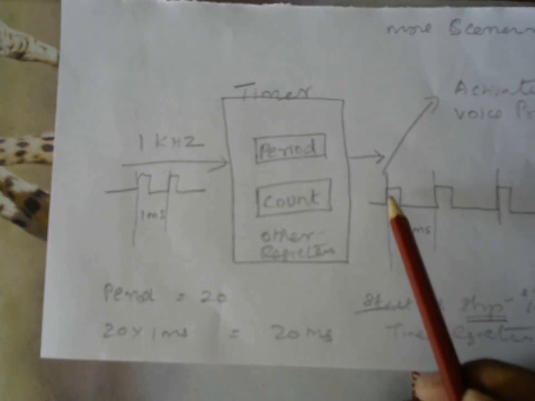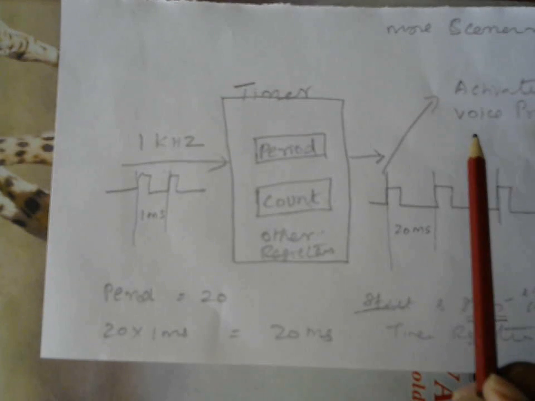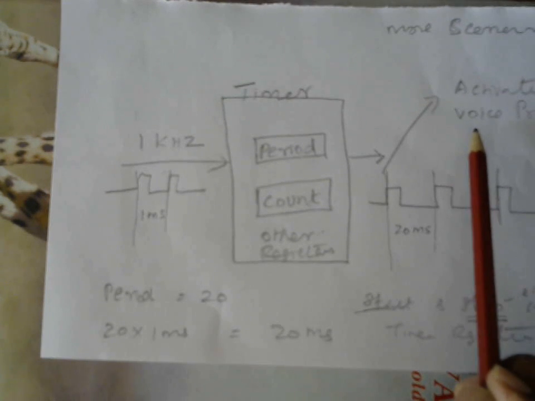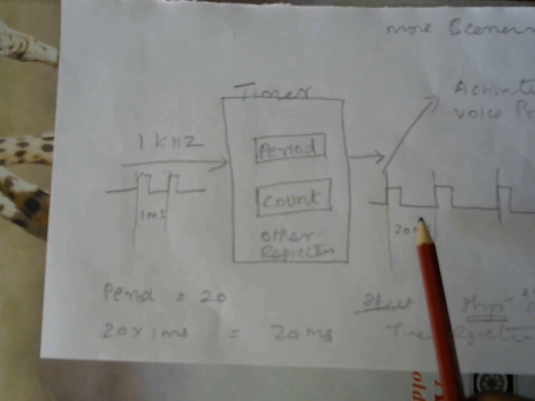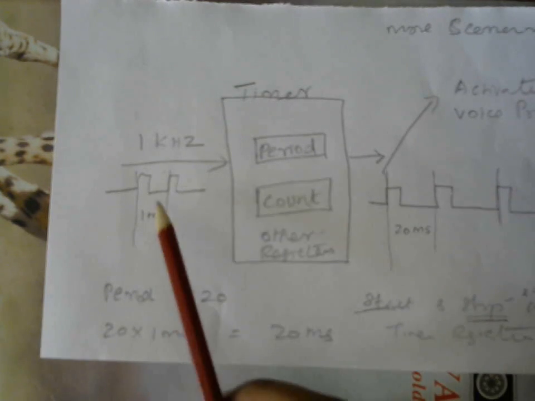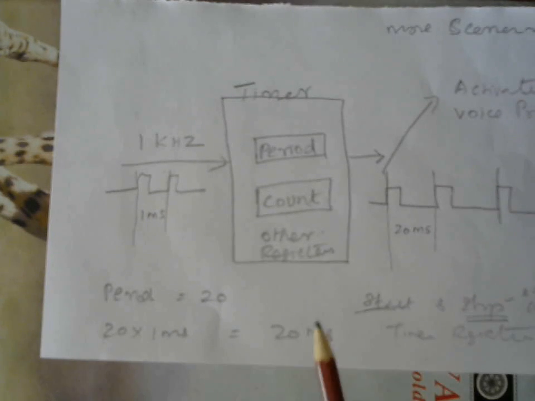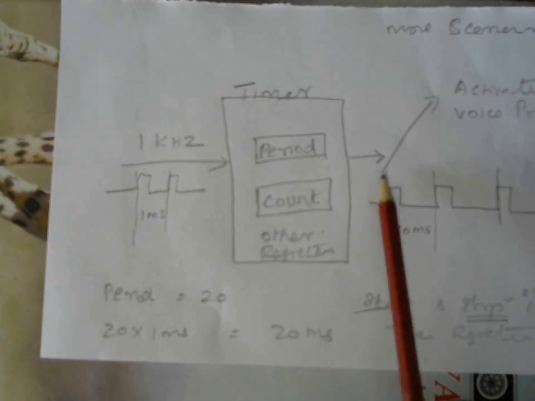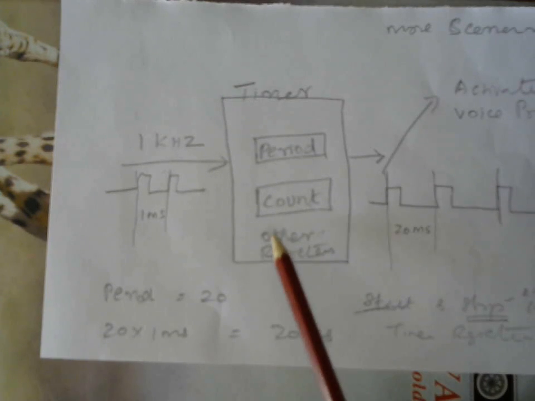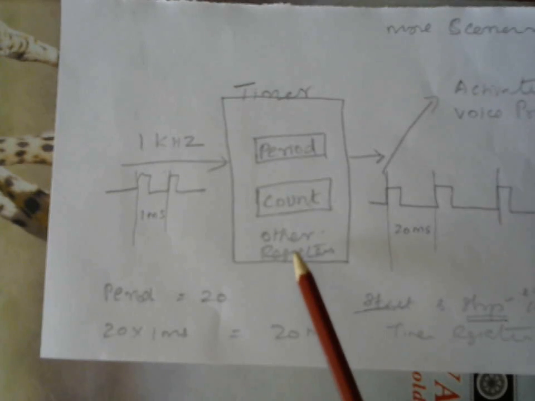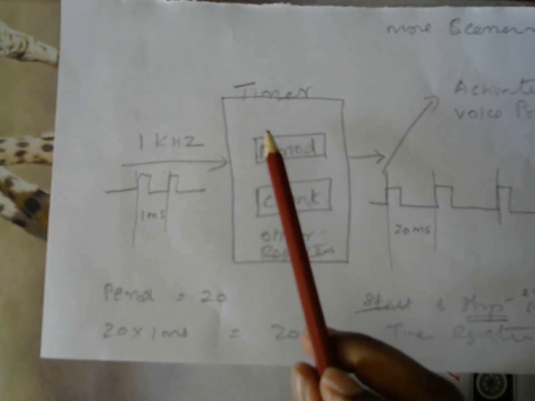Now at the start of the timer interrupt, you activate your voice processing firmware or software. Then processing should end within this 20 milliseconds because the next block of speech will come. This timer need not be continuously active. You can activate the timer when the voice call starts and stop the timer when the voice call ends. To start and stop the timer, there are other hardware registers available in the timer.